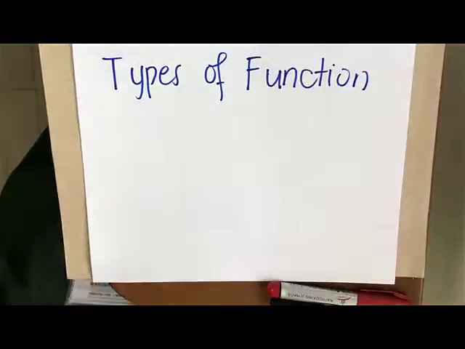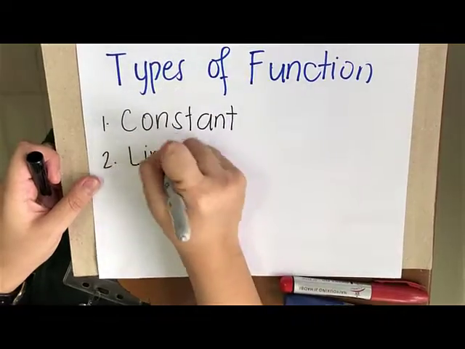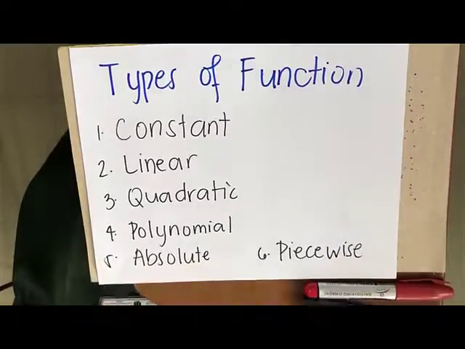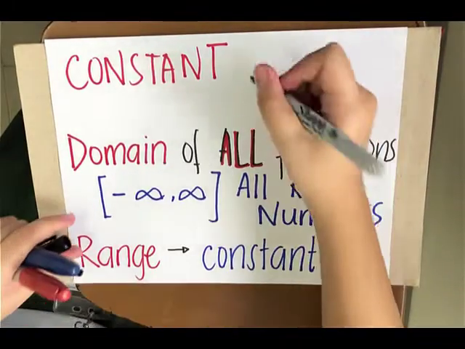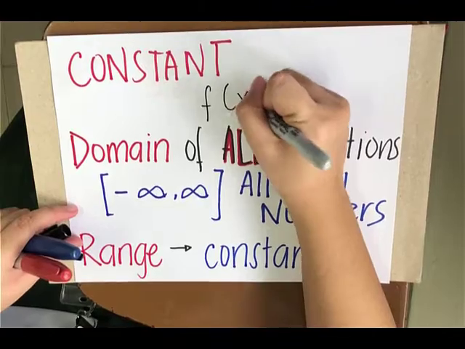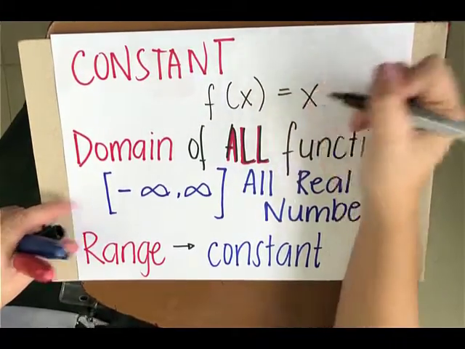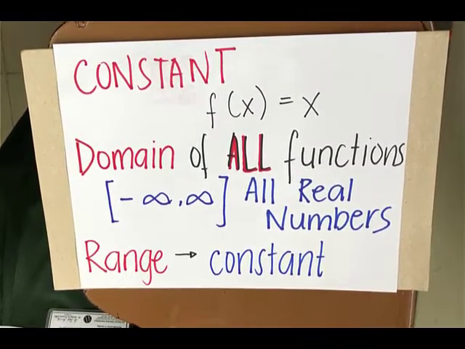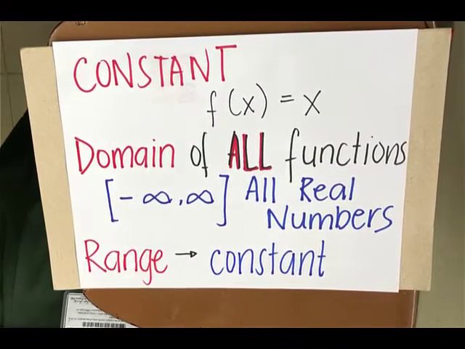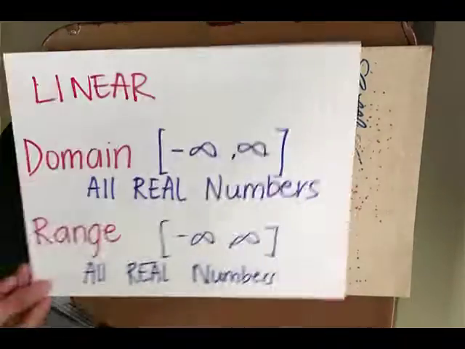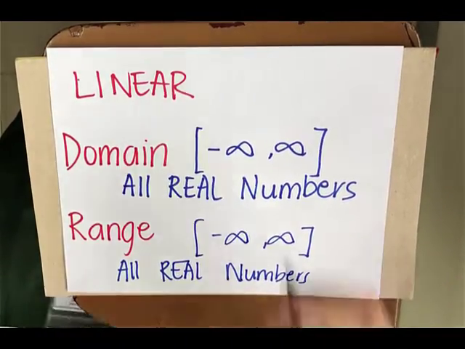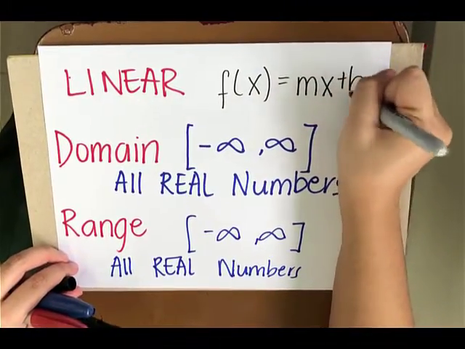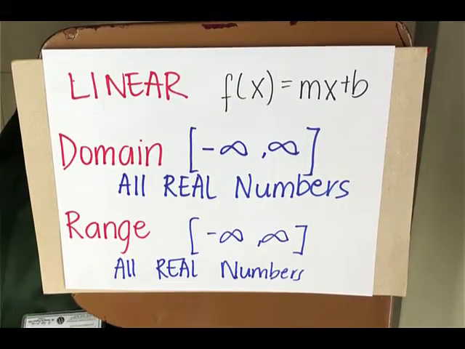Here are the types of functions: constant, linear, quadratic, polynomial, absolute, and piecewise. The constant function is denoted by f of x is equal to c. The domain of all these functions is negative infinity to positive infinity, or all real numbers. The range of constant functions is the constant itself. Linear functions are denoted by f of x is equal to mx plus b. The range of linear functions is negative infinity to positive infinity, or all real numbers.